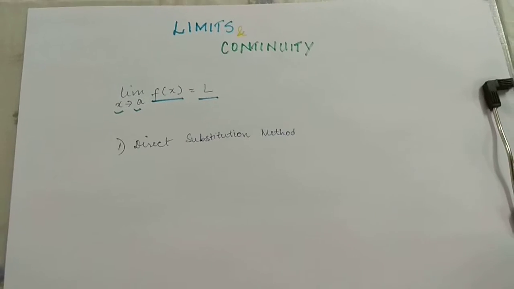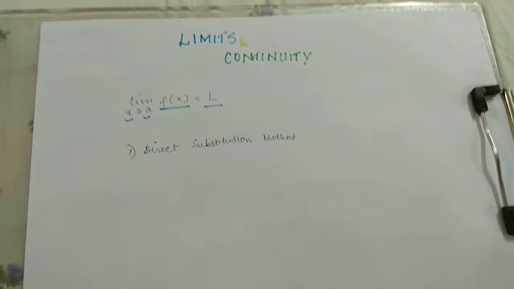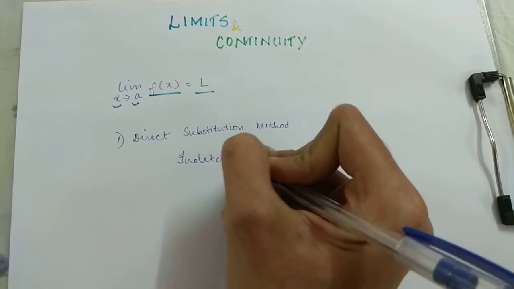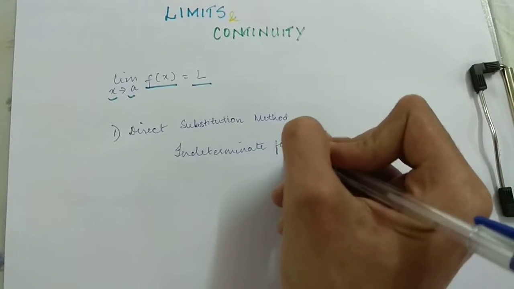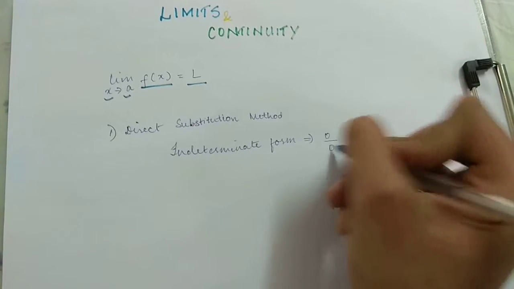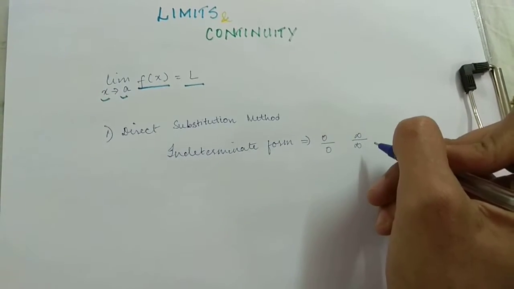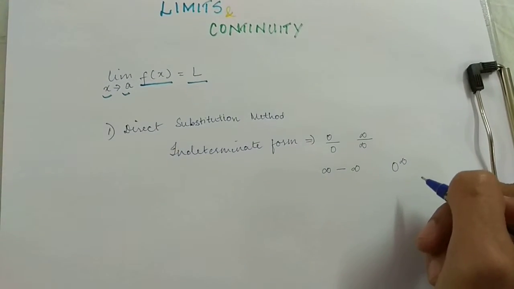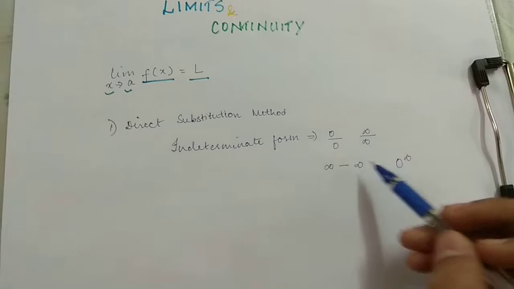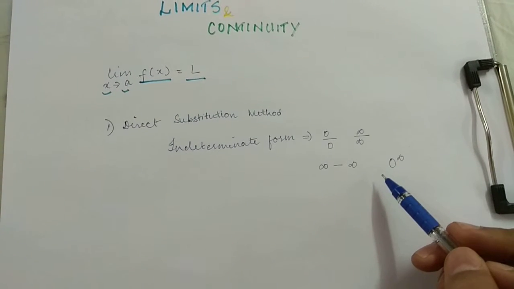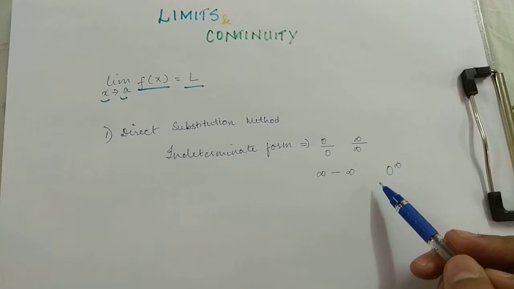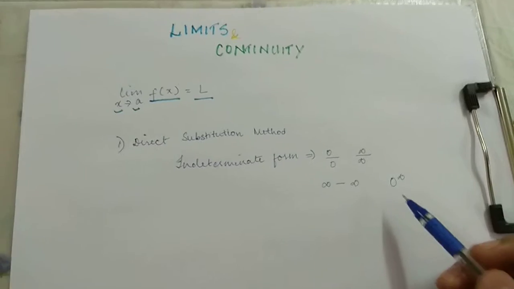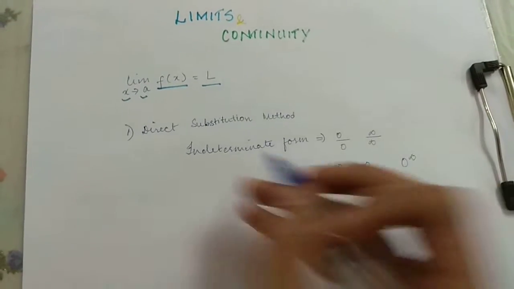But direct substitution method cannot be used if you get your answer in an indeterminate form. That is 0 divided by 0, infinity divided by infinity, infinity minus infinity, 0 to the power of infinity. If you get your answer in either of these forms, then they are indeterminate forms, and then you cannot use direct substitution method. There are different methods to be used that we will be seeing in the preceding videos. As of now, let's start solving problems using direct substitution method.